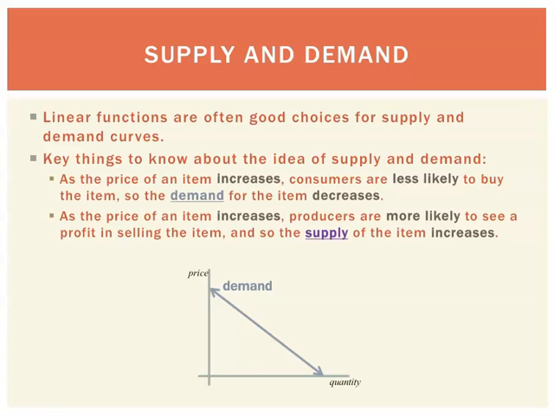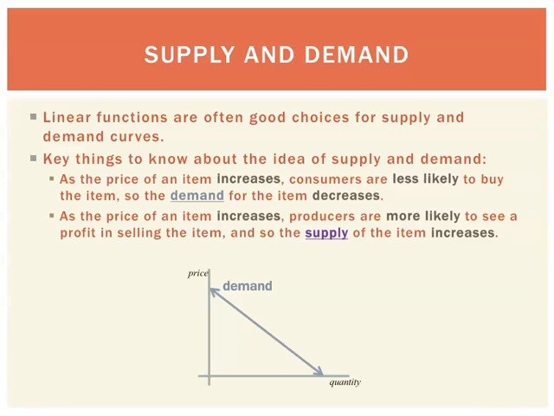So say you're producing the item, and if the price of an item increases, then producers are more likely to see a profit in selling the item, right? You are more likely to want to sell something that's a higher price than something that's a lower price because you're going to get more from it. So, as the price of an item increases, producers are more likely to see a profit in selling the item, and so the supply of the item increases. That means there are more people producing it, so the supply of that item is going to increase.